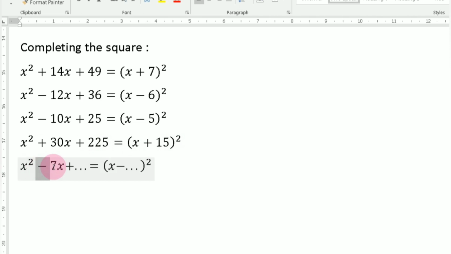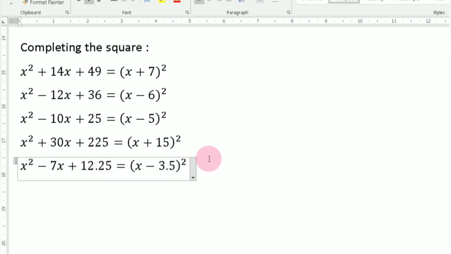Since I know this is negative 7, it means that this one will be negative 7 divided by 2. So it is negative 3.5. Since this is negative 3.5, this one will be the square of negative 3.5, right? Which is just 12.5. Okay, so that's how you complete the square. This is very important if we want to go further with the conversion from the general form into vertex form. Let me show you.